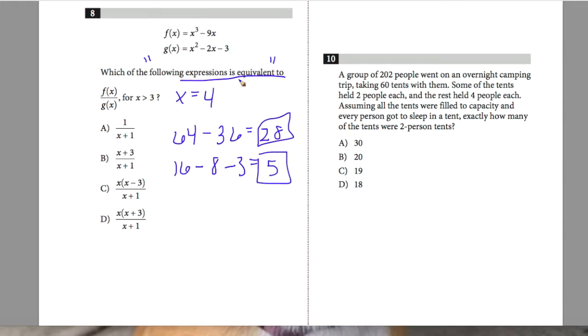I encourage you, if you're not able to do this at this particular speed, to go back and watch the other videos to help you out. This 28 over 5 is going to be, this is my numerator, this is my denominator, which means that it will not be A, will not be B if I were plugging in 4, because this denominator would be greater, which is not the case.